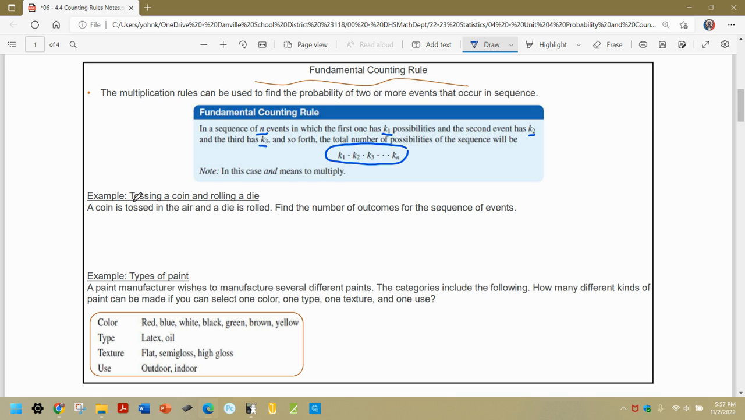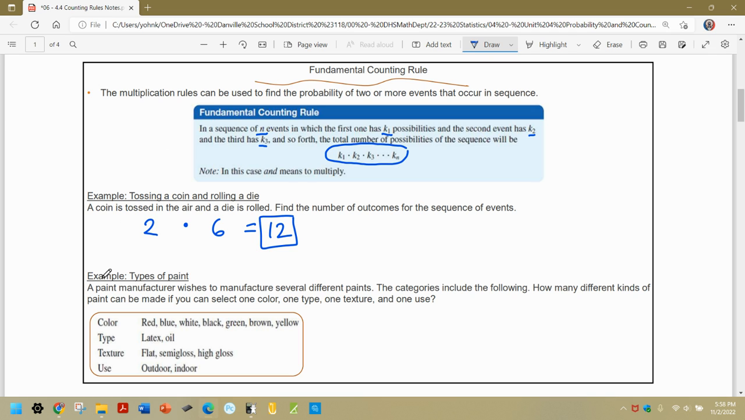So, for instance, a coin is tossed in the air and a die is rolled. Find the number of outcomes for the sequence of events. Well, when I flip a coin, there are two different outcomes that can happen. When I roll a die, there are six different outcomes that can happen. So to find the total number of outcomes, all I have to do is multiply them together. There are 12 different ways this can happen when I flip a coin and roll a die.